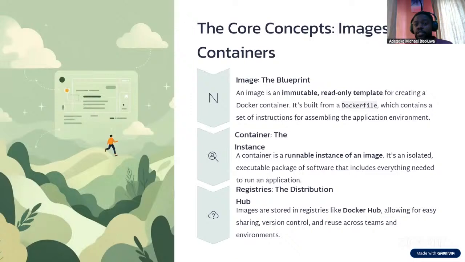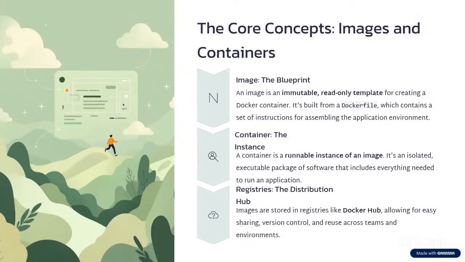Now your core concepts, your images and your containers. There are three core concepts when dealing with Docker. The first is your image, the second is your container, and the third is your registry. An image is like a read-only template. You create images from a Dockerfile, which is a list of instructions for assembling the environment. And this image is immutable.